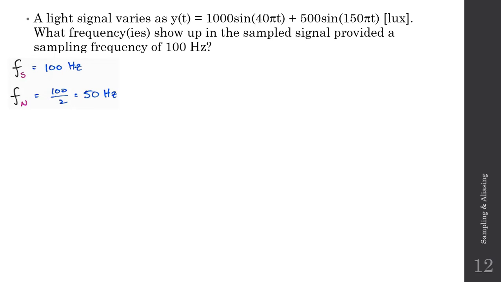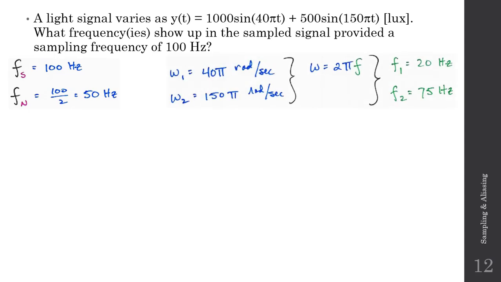As a result, the Nyquist frequency will say, okay, I can see frequency content in my sampled signal up to 50 Hertz, but nothing greater than that. Well, we have a 40 pi signal, that'll be 20 Hertz. And we have a 150 pi signal, that'll be 75 Hertz.